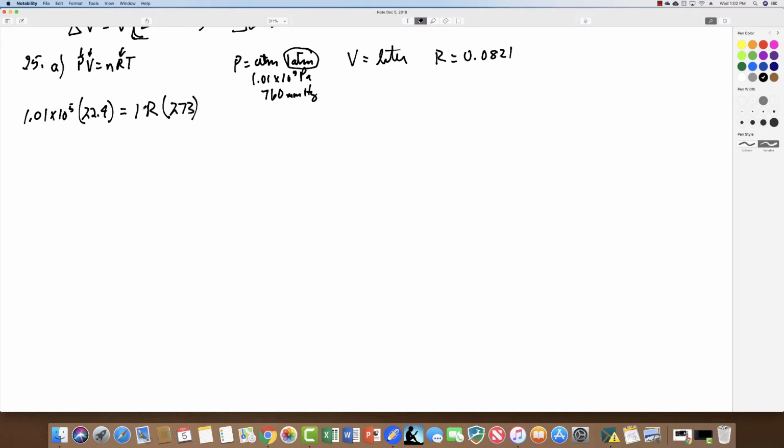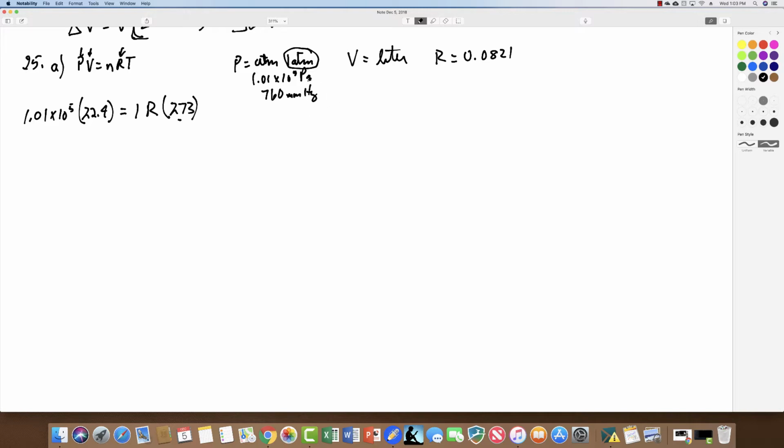And if you solve this equation for R, it will tell you what R is when you express liters and pascals instead of liters and atmospheres. And I actually don't know what the answer to that is. You can do that if you like. You can see that this is going to be something like 1 something times 10 to the 4 for that.